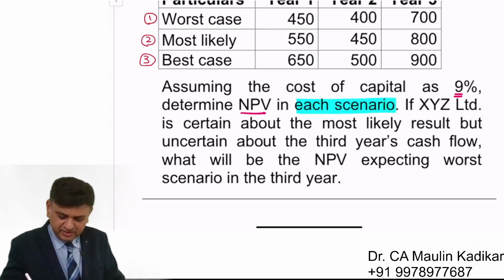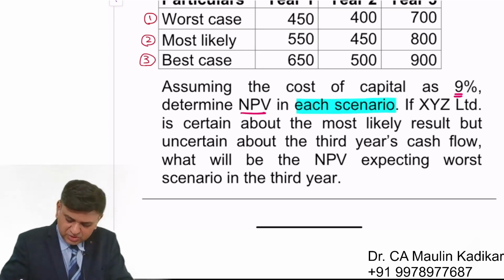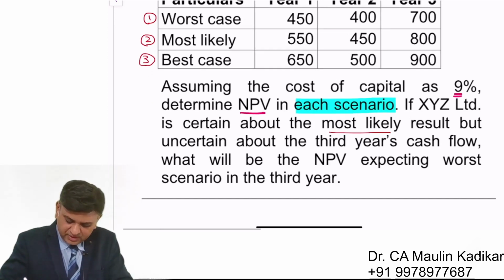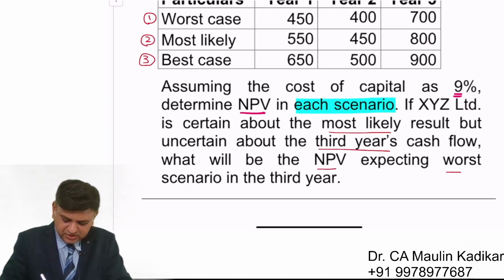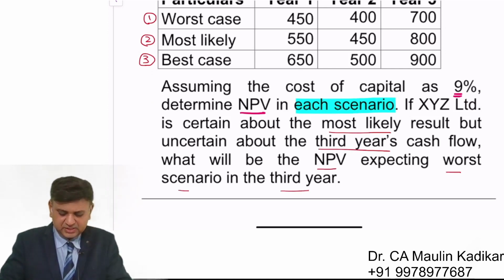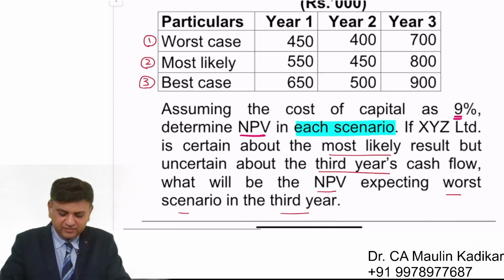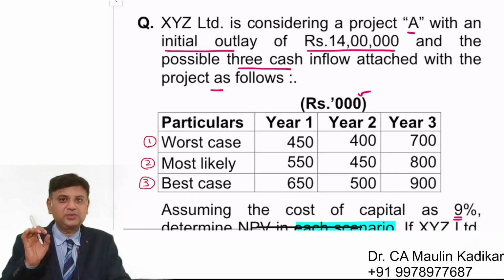If XYZ Limited is certain about most likely result but uncertain about third year's cash flow, what will be NPV expecting worst scenario in the third year? That is the question. I request all of you to just go through the question, please.